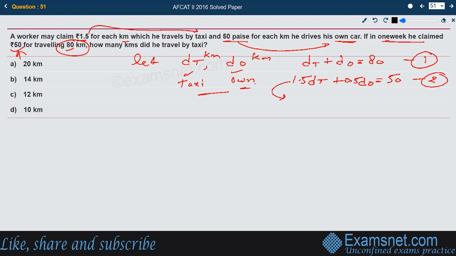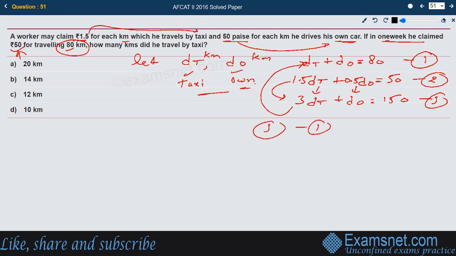We can simplify this equation once again. If we multiply all the numbers by 2, we make it 3 times dt plus 1 time do is equal to 150. So this is my third equation. This is just the transformation of the second equation itself. Now if we deal with the third and first equation, that is, we subtract equation number 1 from equation number 3, we can easily find out. If we subtract, this is going to be twice of dt is equal to 70. This was multiplied by 3. Oh, this was multiplied by 2.